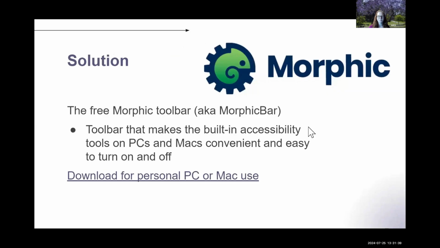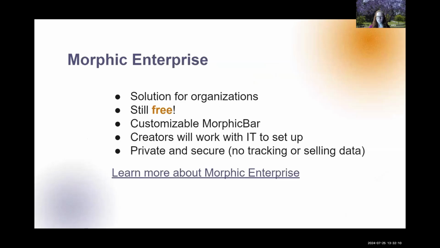So the solution I offer you is the free Morphic toolbar, also known as a Morphic bar. This is a toolbar that just makes the built-in accessibility tools on PCs and Macs convenient and easy to turn on and off. And I've got a link there if you're interested in downloading it for your personal computer. They don't need any information from you unless you'd like to create a custom toolbar, in which case you just give them your email. And for organizations, the solution they offer is Morphic Enterprise.